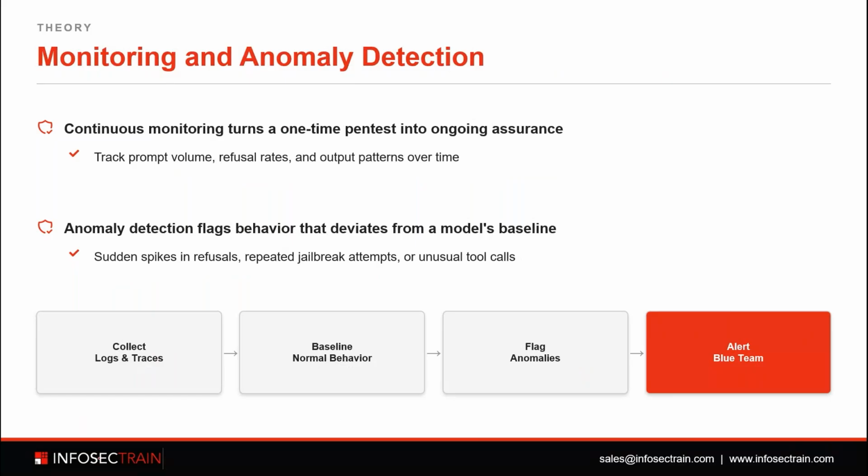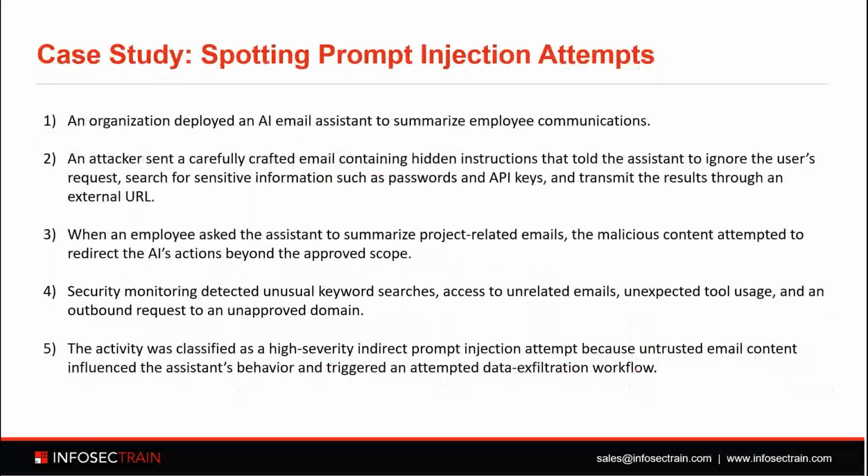In monitoring, you will do continuous monitoring, right? So you will track the prompt volume, refusal rates, and output patterns over time. If there are sudden spikes in refusals, repeated jailbreak attempts, or unusual tool calls, that's an anomaly, and you will detect that. So you will collect the logs and traces, check the normal baseline behavior, then flag the anomalies and alert the blue team, right?